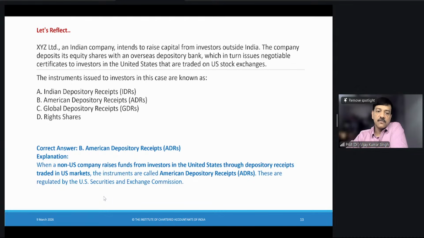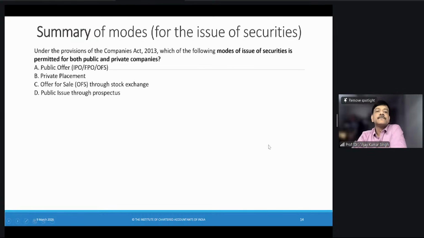Okay, now let us move further. So another question for you. Under the provisions of the Companies Act, which of the following modes of issue of securities is permitted for both public and private companies?